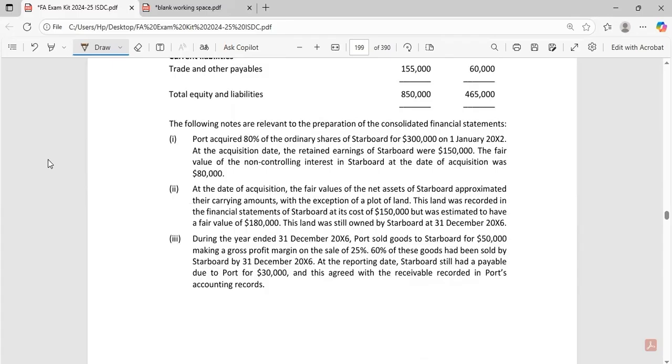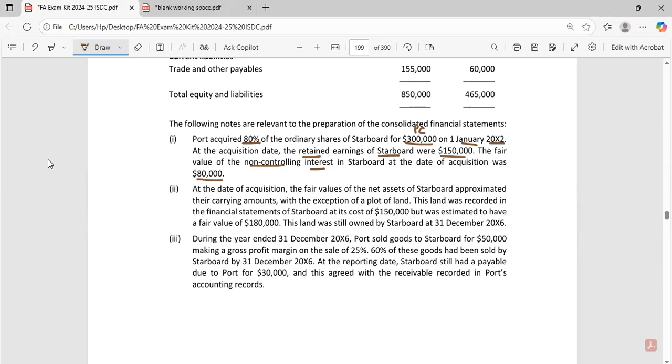They have told that Port acquired 80% ordinary shares for 3 lakh. This is the purchase consideration on 1 January 20x2, which means that the acquisition has taken place several years ago. At acquisition date, they have given us the retained earnings of Starboard, and they have given us the fair value of NCI of Starboard, which was 80,000.